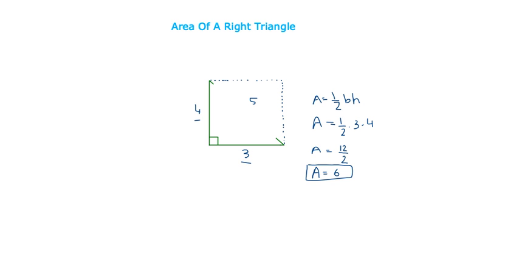And yes, you're already thinking ahead. So the area of a triangle, this is how they got the formula. 1/2 of the base times the height gives us literally half of this rectangle, which makes up our right triangle. Good job.